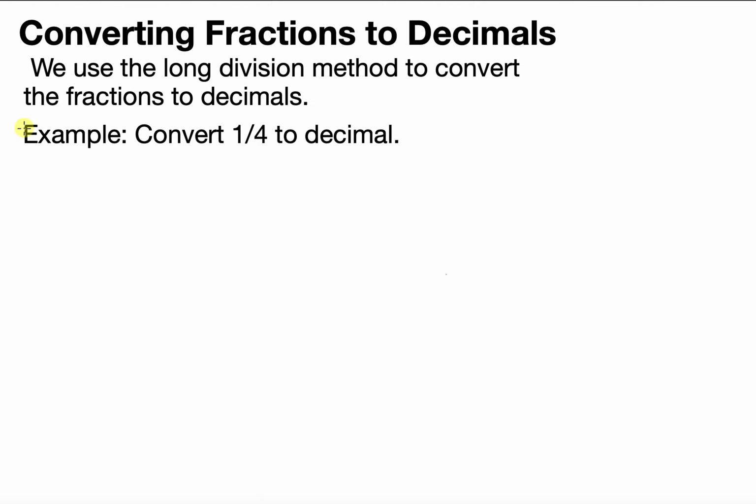We need to convert 1/4 to decimal. So we have 1/4, and we need to find its equivalent decimal. What we do, we use the long division method. So this is 1 divided by 4.